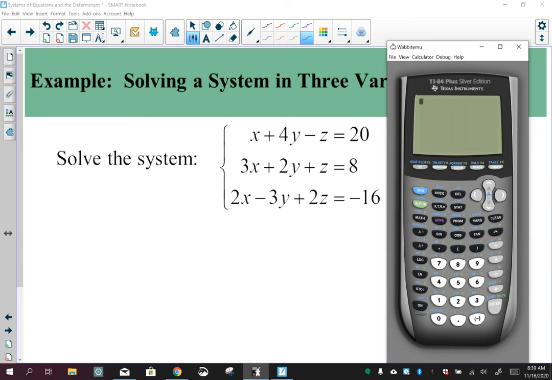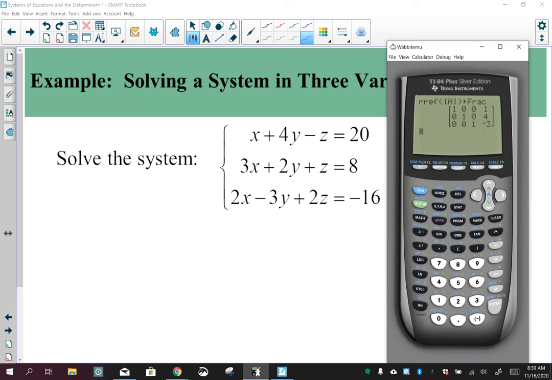And what I want to do is solve this now. So I'm going to go second matrix. I'm going to come over to math. And what I'm looking for is RREF, this one right here. I'm going to go second matrix, pick the one that I want to use, and always keep everything in fraction form unless they tell you otherwise. And then I'm going to hit enter.